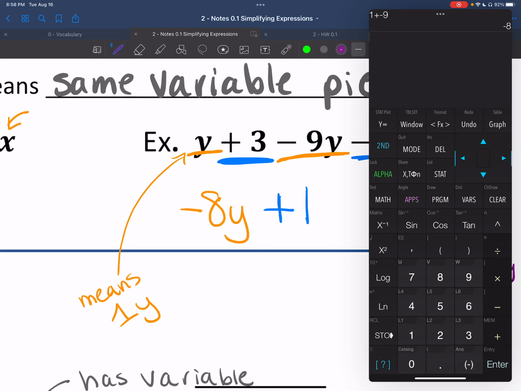Now, some of you are like, well, can I just do 1 minus 9? Of course you can. You still get -8. You just got to be careful. Some people forget about the minus and how it works, so either is fine. That's why I always say add.